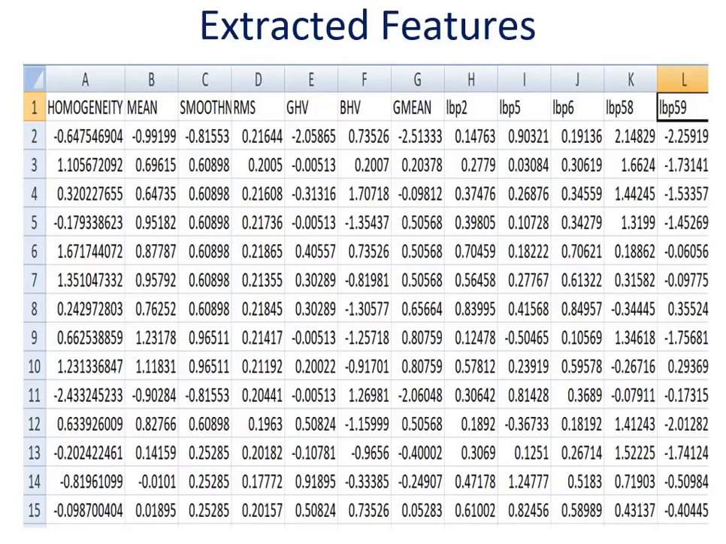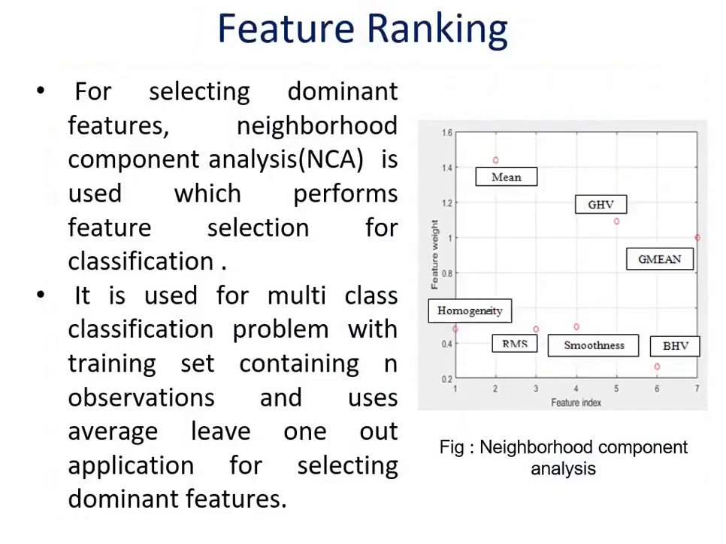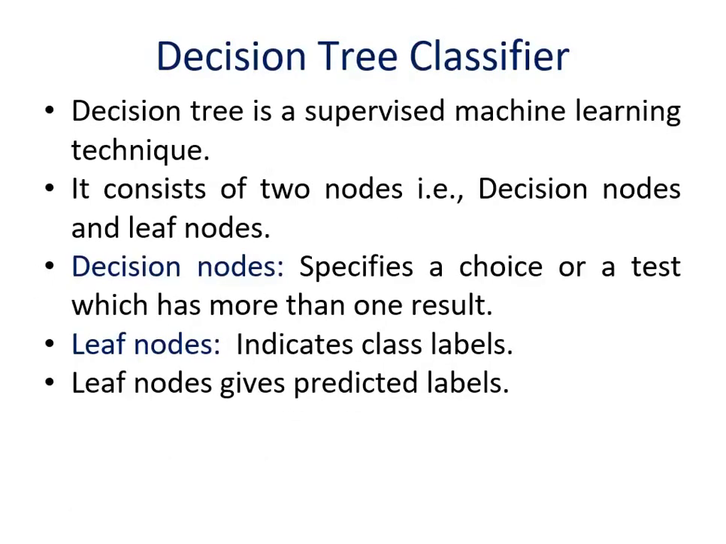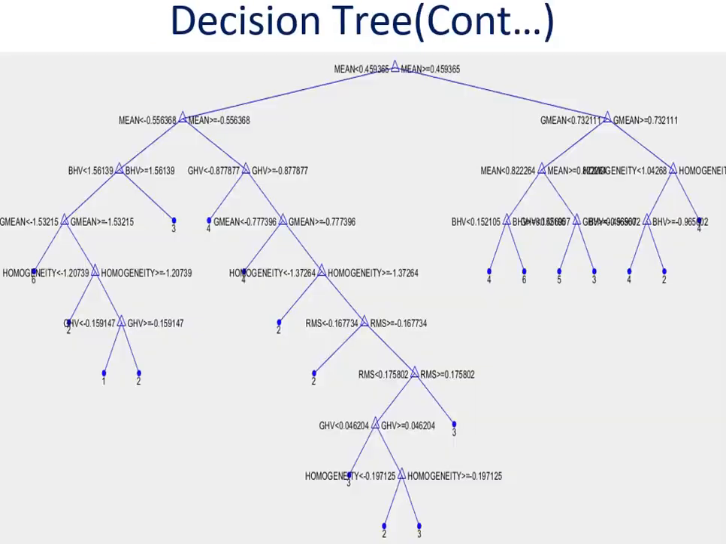Those extracted features are taken into a CSV file. After that, we have applied feature ranking in order to get dominant features from the total of 98 features. For this, we have applied neighborhood component analysis, which works on the principle of average leave one out application for selection of dominant features. Decision tree classifier is a supervised machine learning technique which has decision nodes and leaf nodes.